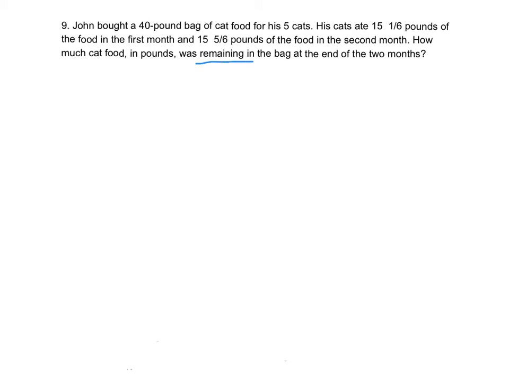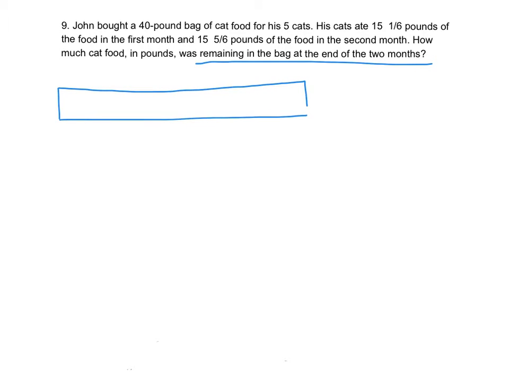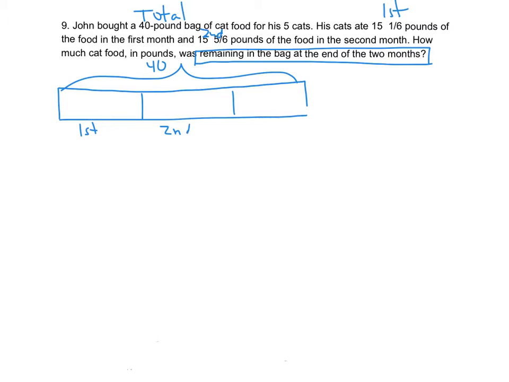I'm going to draw a tape diagram to model this. So I need to figure out the remaining amount of cat food at the end of 2 months. Well, I know my total. My total was my 40-pound bag of cat food. And I know I have my first month, my second month, and I need to figure out the remaining. So what don't I know? So I need 3 things: my first month, my second month, and I'm going to say the leftovers.